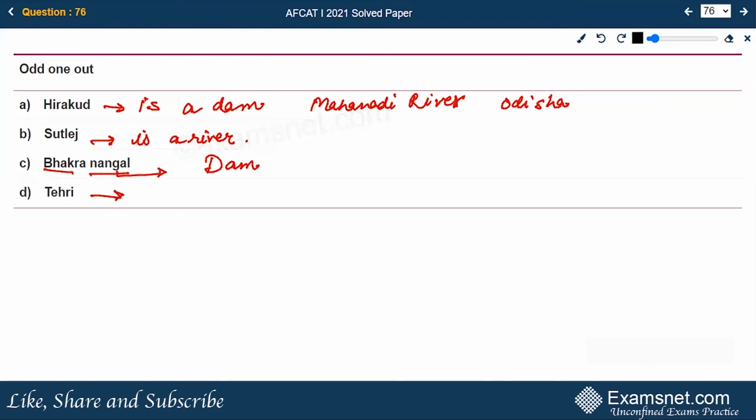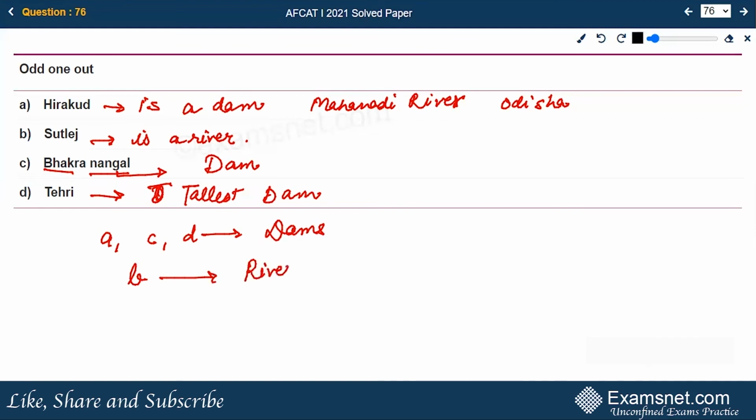Tehri. Tehri is the tallest dam in India and it is ranked 10th in the list of tallest dams in the world. It is also the biggest hydroelectric power plant in India. It's located in Chokala, Uttarakhand. So you can see options A, C, D are dams, whereas option B, Satluj, is a river. So your answer to this question is option B.